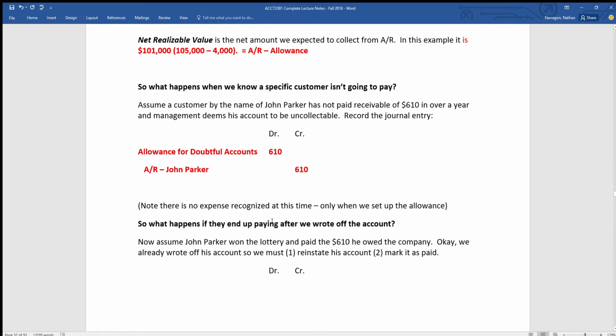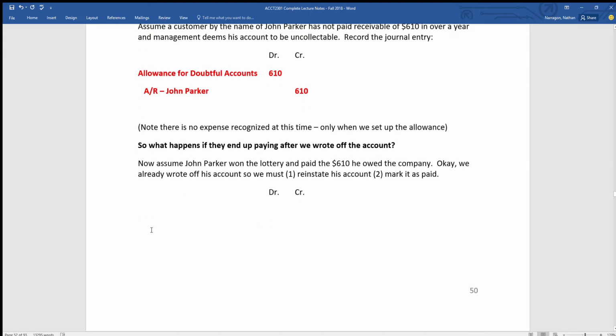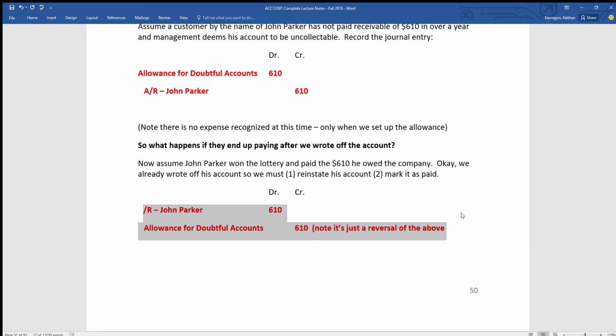Okay, two journal entries. With this, the first journal entry is going to have to be reinstating his account. So when we restate, it's basically going to be a reversal of the write-off. We take accounts receivable, John Parker, and we debit 610 because he now owes us 610 again. Since that was from allowance for doubtful accounts, that one gets credited. So it's always a reversal of the write-off.